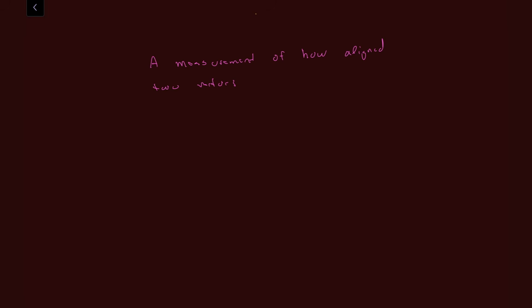And if you can only remember one thing from this video, I want you to take away that the dot product is simply the measurement of how aligned two vectors are.